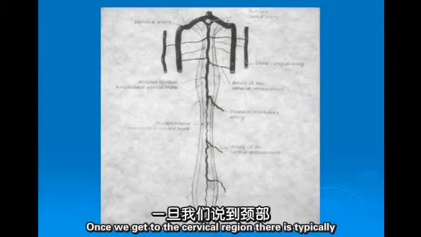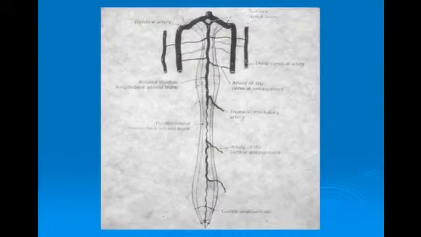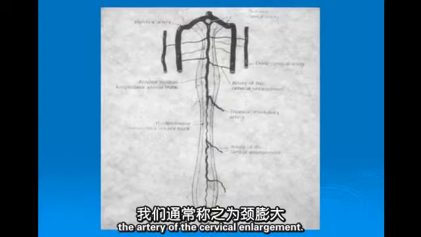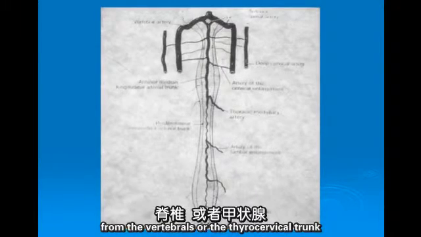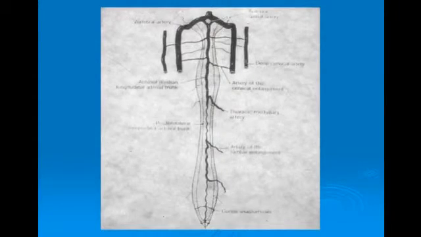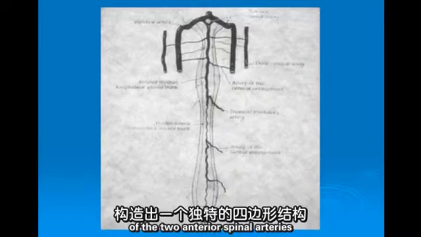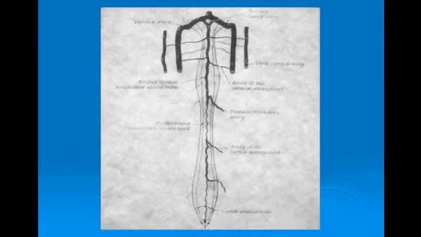Once we get to the cervical region, there is typically one vessel, but there may be multiple, serving the cervical region. And often we call that the artery of the cervical enlargement. But there can be multiple vessels. In the cervical region, it's typically fed from the vertebrals or the thyrocervical trunk or costocervical arteries. And at the junction of the two vertebral arteries as they form the basilar, there's that unique sort of quadrangular configuration of the two anterior spinal arteries, as you see on the top of this figure, coming down, joining together, and forming the anterior spinal artery.